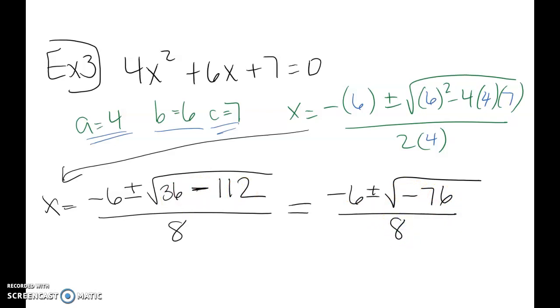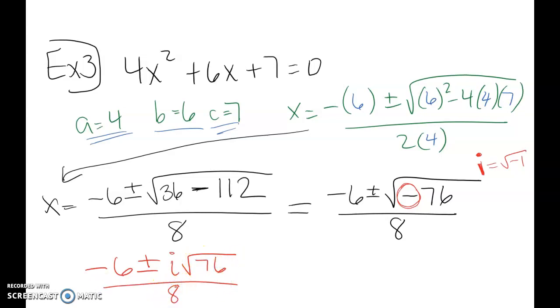So first of all, I see that there's a negative inside of my radical, and I is equal to the square root of negative 1. So what that means is you can't have the square root of a negative number, and so anytime we see it, we take out an I. That's an imaginary number. So we should have negative 6 plus or minus I square root of 76 over 8. And so now I can worry about breaking down 76.